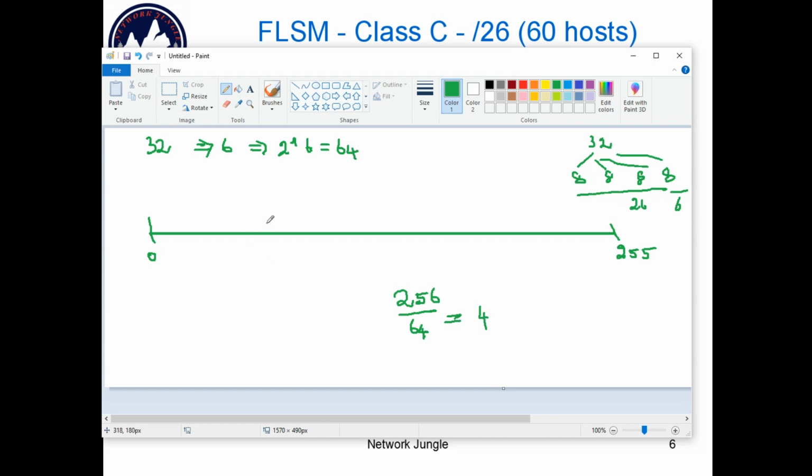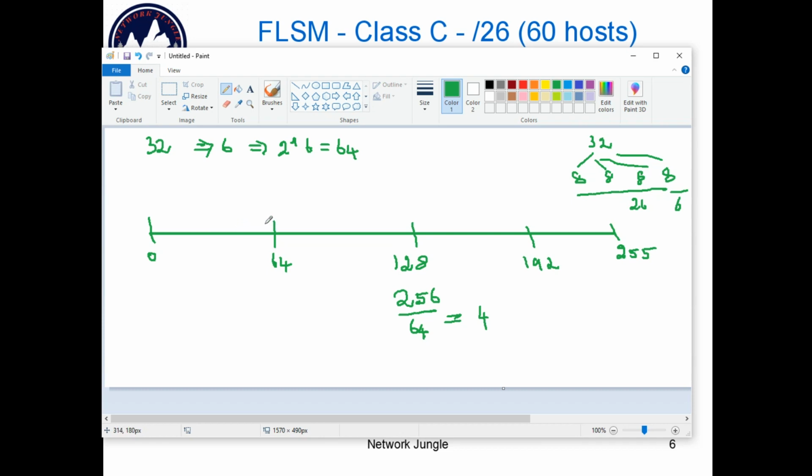So you can divide into 4 portions: 1, 2, 3. So 64, then 64 plus 64 is 128, 128 plus 64 is 192, and 192 plus 64 is 256. That is the last IP address. As well, we can write 0, 64, 128, 192. These are the network addresses.